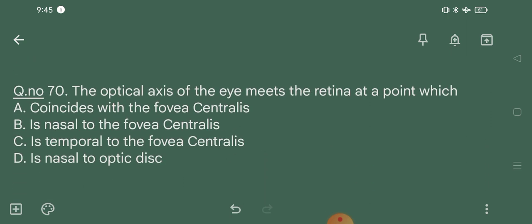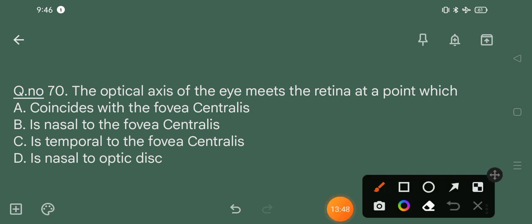Question number 70. The optical axis of the eye meets the retina at the point which option A, coincides with the fovea centralis, option B, is nasal to the fovea centralis, option C, is temporal to the fovea centralis, option D, is nasal to the optic disc. The correct option is option B, that is nasal to the fovea centralis.